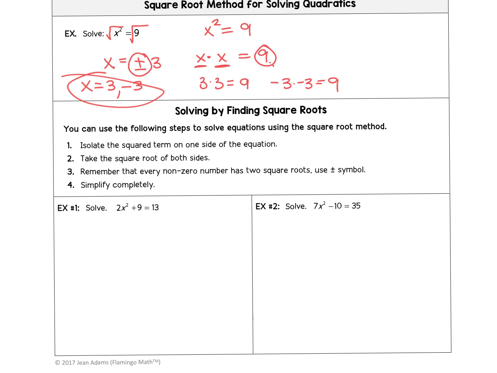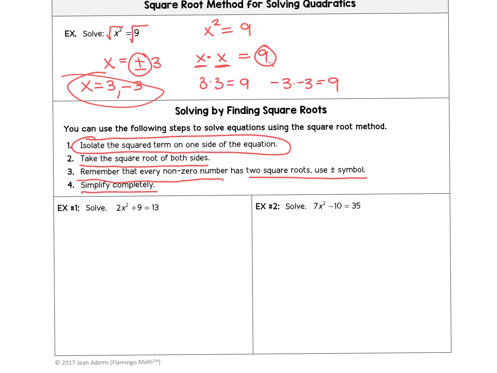All right, solving by finding square roots. When we want to solve by finding square roots, you can use the following steps to solve equations using the square root method. 1, isolate the squared term on one side of the equation. Get the x squared term by itself. Then we're going to take the square root of both sides. Remember that every non-zero number has 2 square roots. Use plus or minus as a symbol, and then simplify completely.